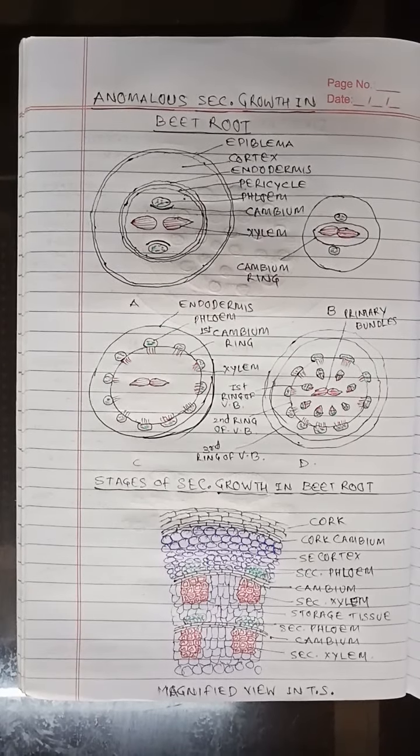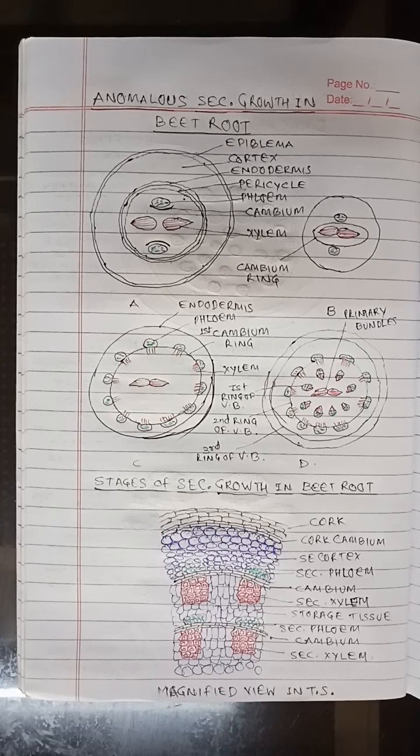Today we study about the anomalous secondary growth in dicot root, that is storage root. Example is beetroot. Beetroot is a modified root for storage of food material. The primary structure of beetroot, it is napiform type of tuberous root.